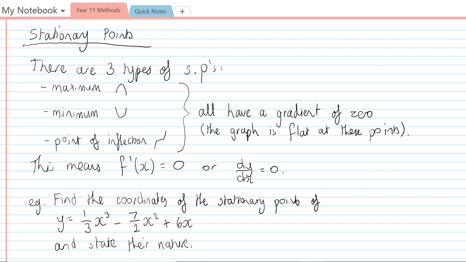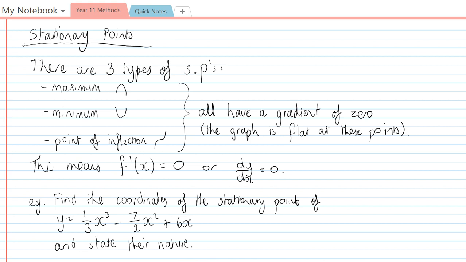So same with the minimum: it decreases to begin with, then it has a gradient of 0 where it's completely flat, and then it increases again. So again, the changing of gradient. Whereas a point of inflection, it increases, it has a flat section where the gradient is 0, and then it increases again. So in this case, the gradient is the same either side of it, in that it increases both sides or it decreases both sides, but it still has that point in the middle where it has a gradient of 0.